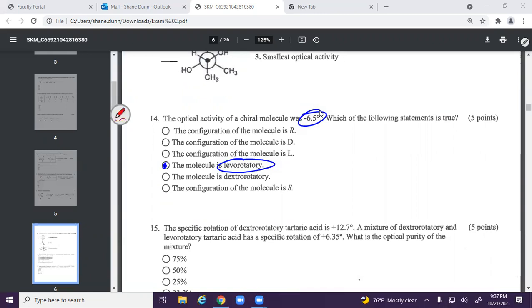So positive, right? If this is positive instead, it'd be dextrorotatory. No, D and L are not conformations. They are just how optically active they are, if they rotate plane-polarized light to the left or the right. So these guys are wrong.